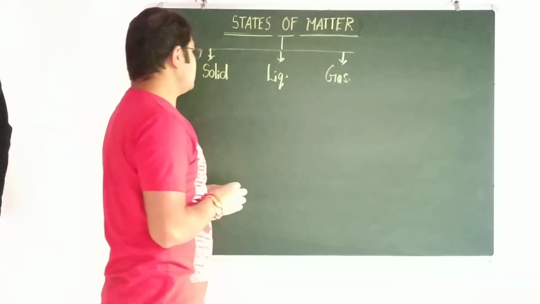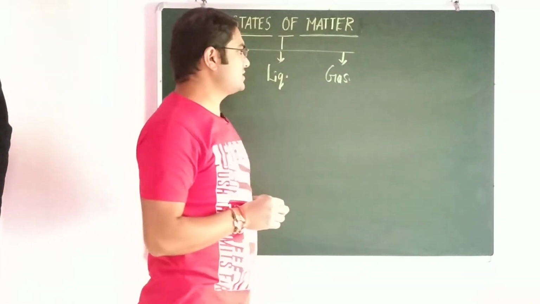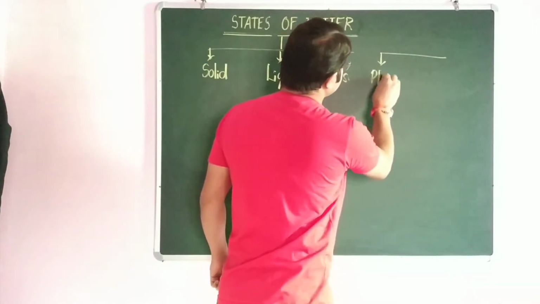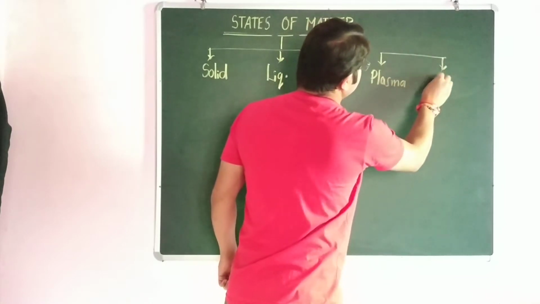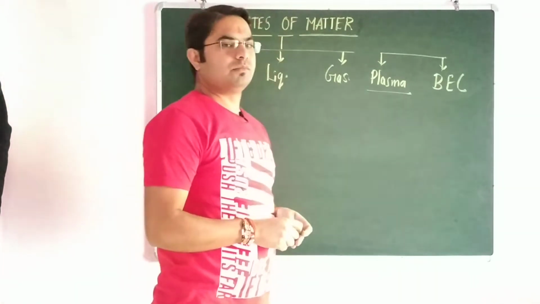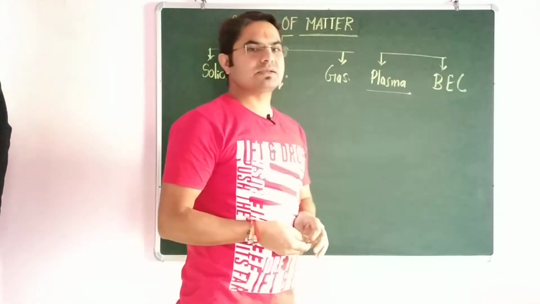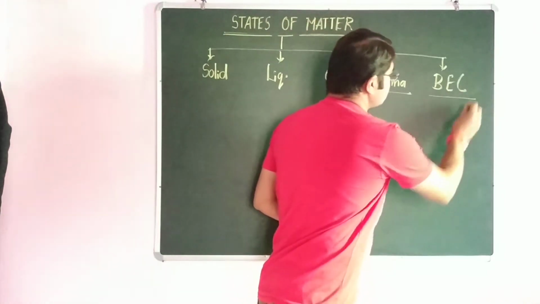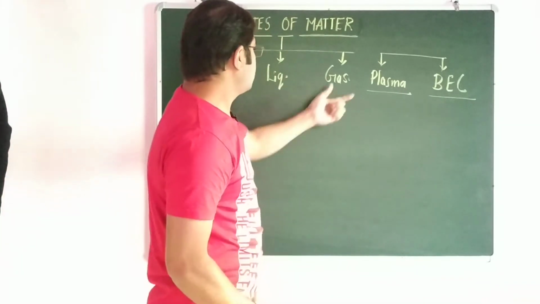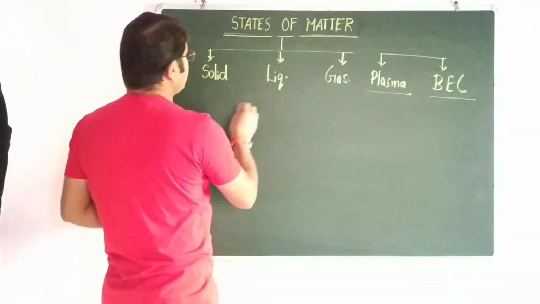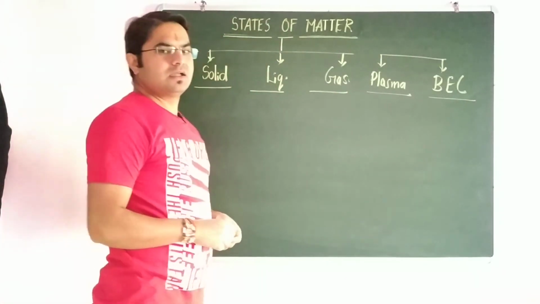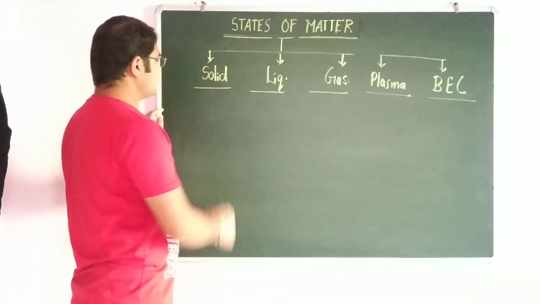So out of these three, the properties are different in these three states, and the two more states are plasma state and BEC. So generally plasma state consists of super excited particles, and BEC, Bose-Einstein condensate, consists of supercooled solids. And these states are quite different from the general states. And if we talk about solid, liquid and gaseous state, the properties are different in these three states.